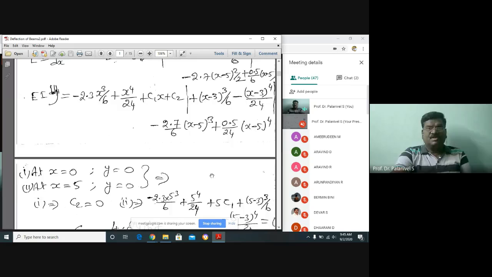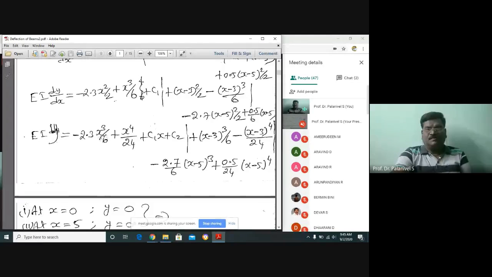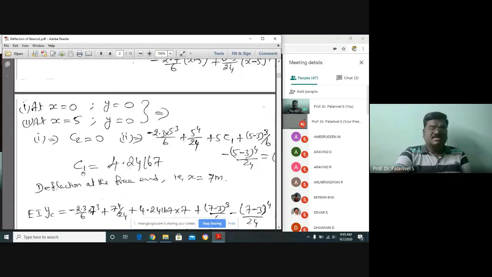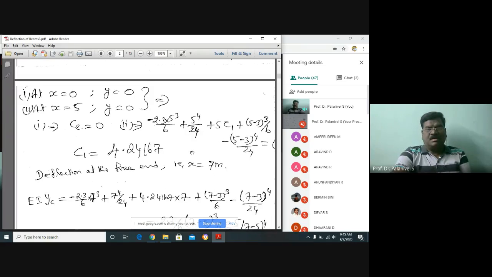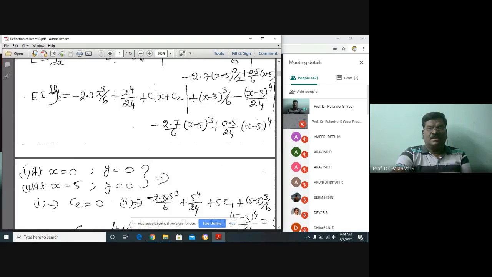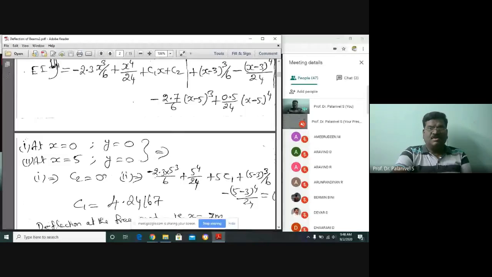Then we substitute in the y equation, y equal to 0 and x equal to 5. On substituting, we get C1 as 4.24167, a numerical value. Now, deflection at the free end. I want to determine the deflection at the free end. What is the value of x? The origin is chosen at A, no? From A, the x is measured. In our general expression, we have chosen it like that. That is why we substitute x equal to 7 meters in the equation, and the C1 value, which I have already determined, that also we substitute.